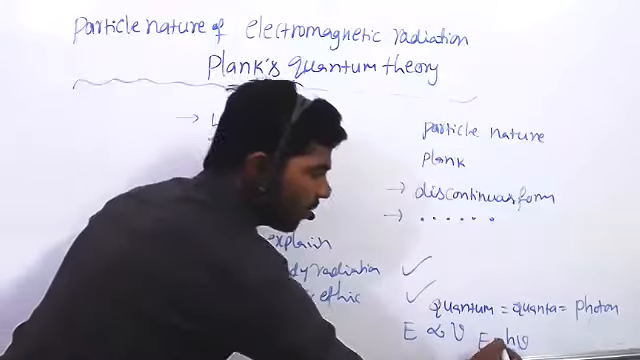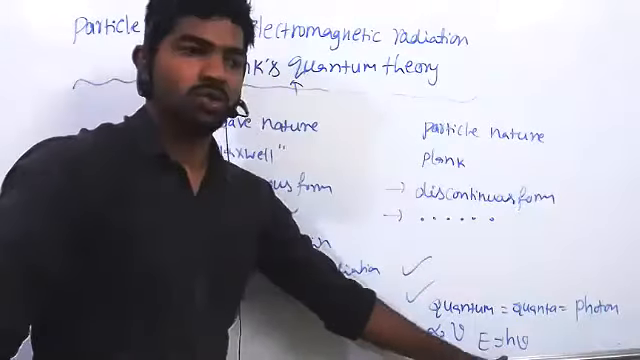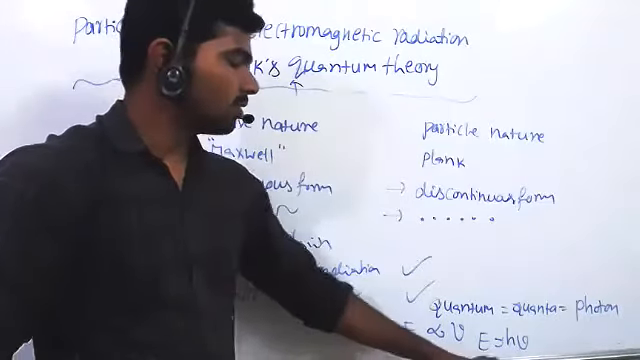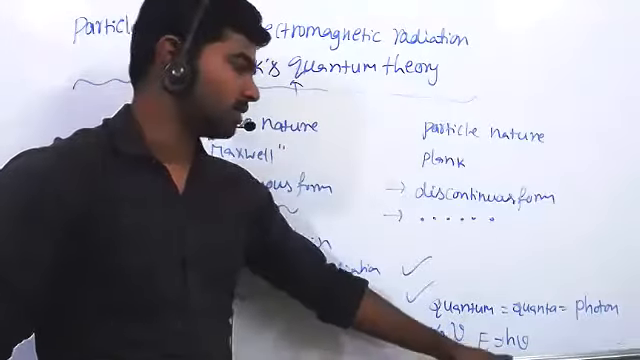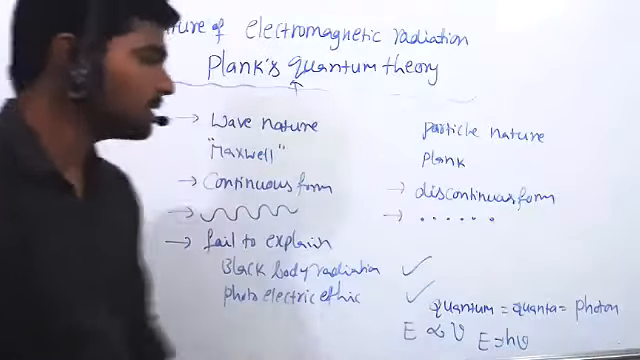So the energy of one photon you can write as E is equal to h nu. Suppose the energy of 100 photons, E is equal to 100 into h nu. That is the energy of one photon, E is equal to h nu. Here h is Planck's constant.